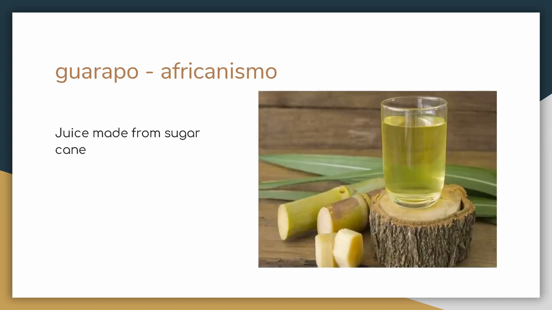Then we have an africanismo, guarapo. And this is actually a juice that's made from sugar cane. So again, if you think about some of the crops that were grown in South America and even in the southern parts of North America, Central America, and the Caribbean, because of the similarities in the climate, some of those things are also able to be grown in Africa. So something like sugarcane that came from Africa, and then, if you know the history, a lot of sugarcane was a main staple of most of the Caribbean and also parts of South America, that you have this drink called guarapo that actually has its roots in African languages.